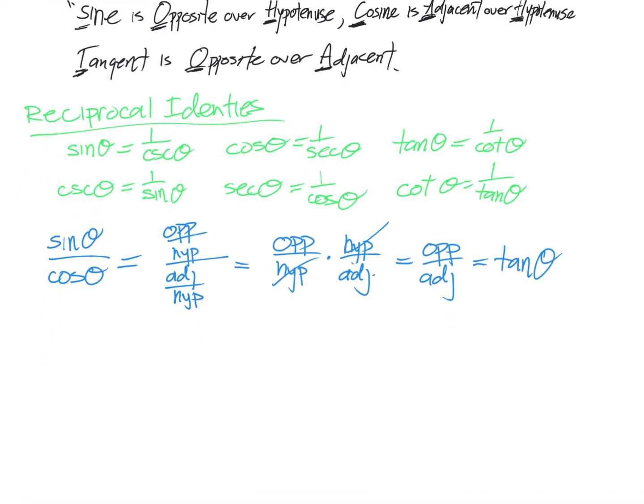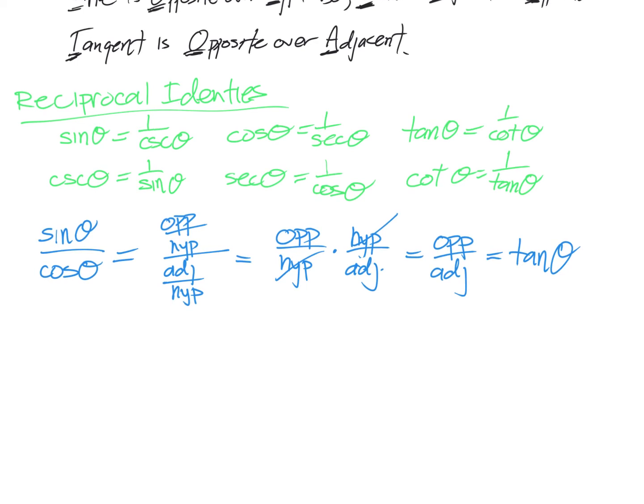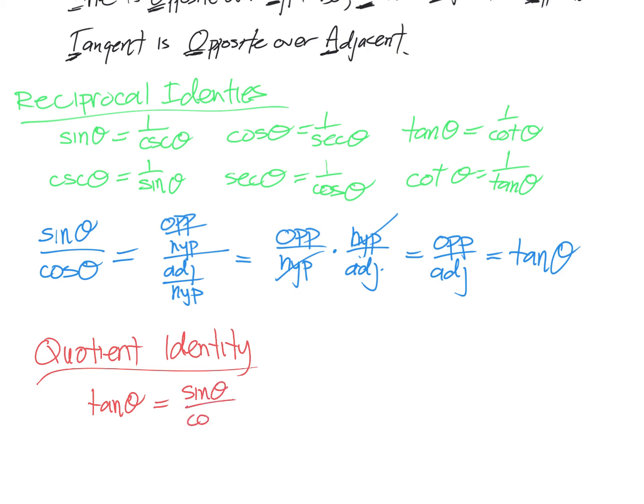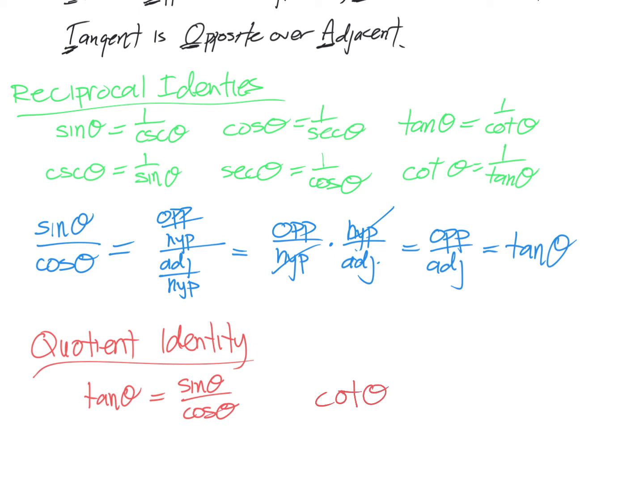And so what we're left with is another identity, and this is the quotient identity, and that gives us the tangent of theta is sine of theta over cosine theta, and similarly cotangent of theta is cosine of theta over sine of theta.